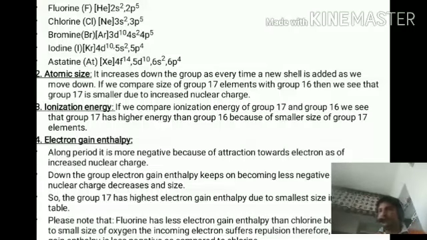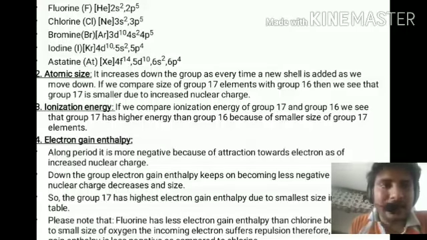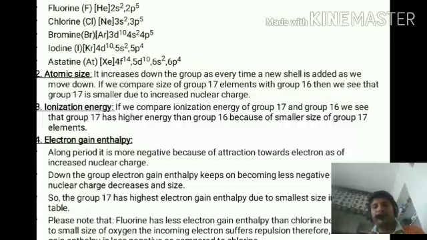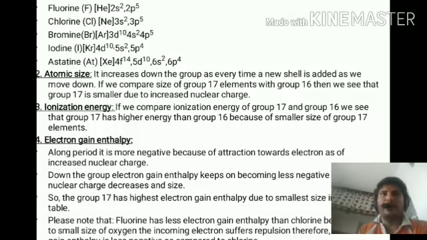Now ionization energy. The amount of energy required to remove an electron from the outermost shell is called the ionization energy. And the group 17 elements have the highest ionization energy, so we can say they have the highest electronegativity because they are smaller in size. Fluorine is the smallest in size, so it has high ionization energy. When you move from top to bottom, iodine has the low ionization energy.